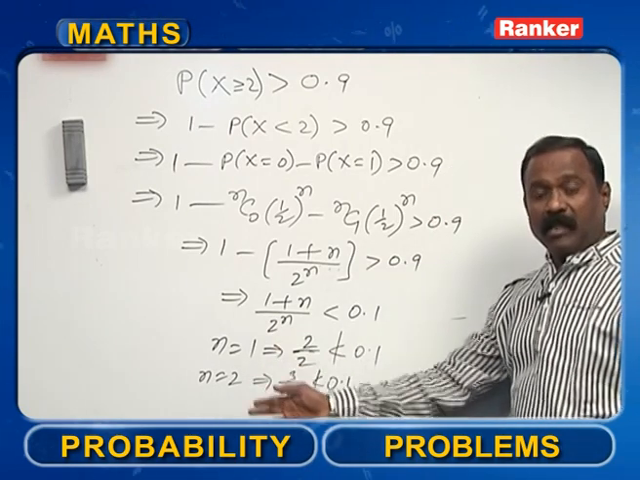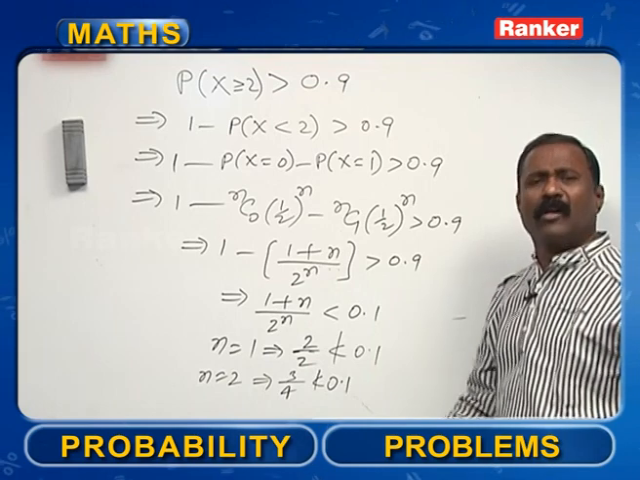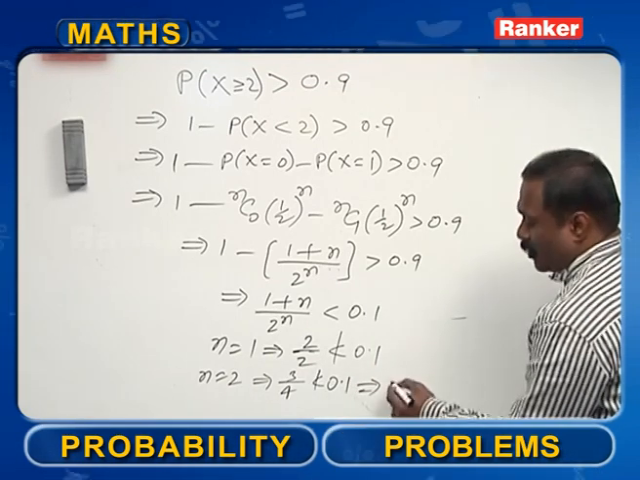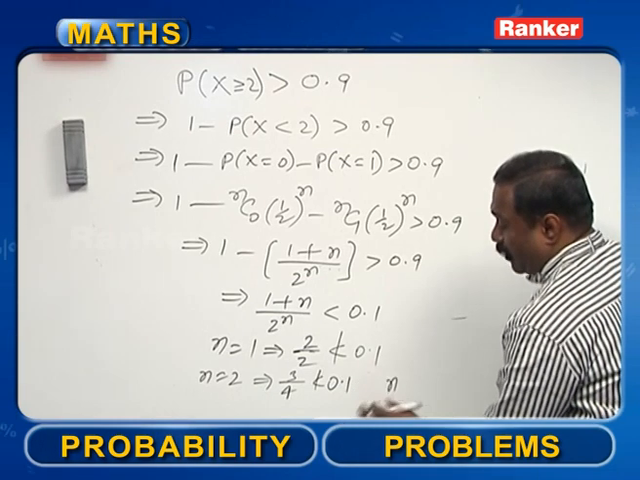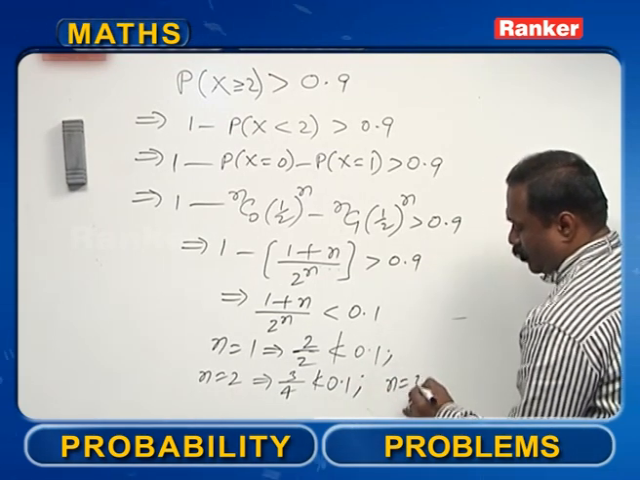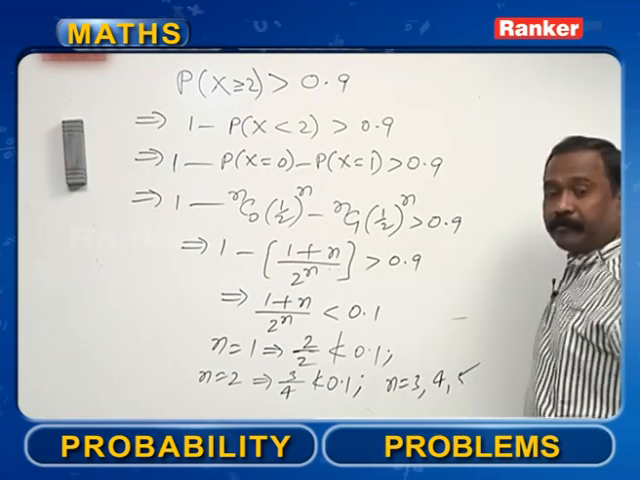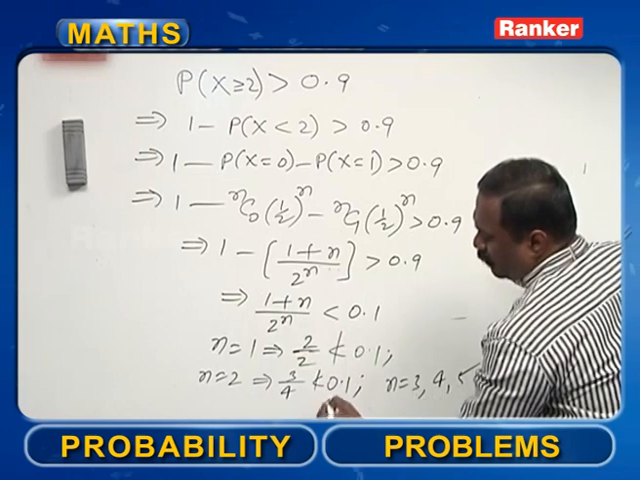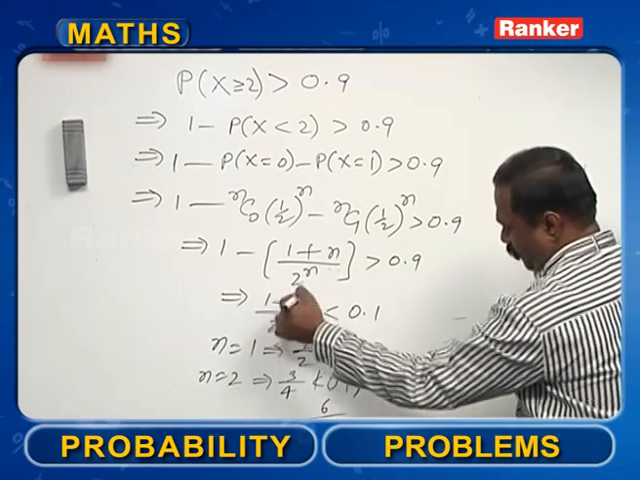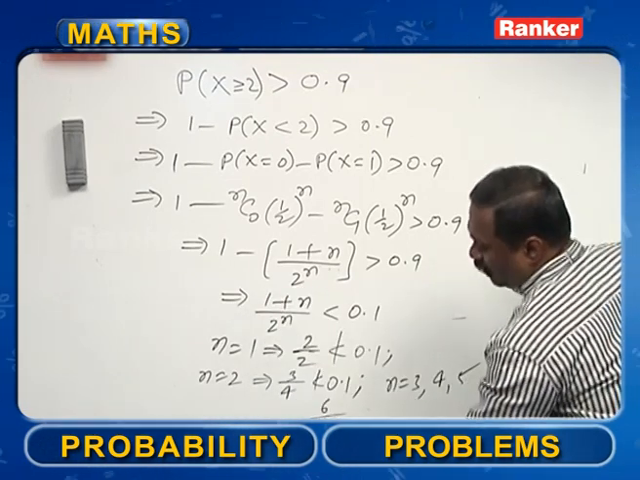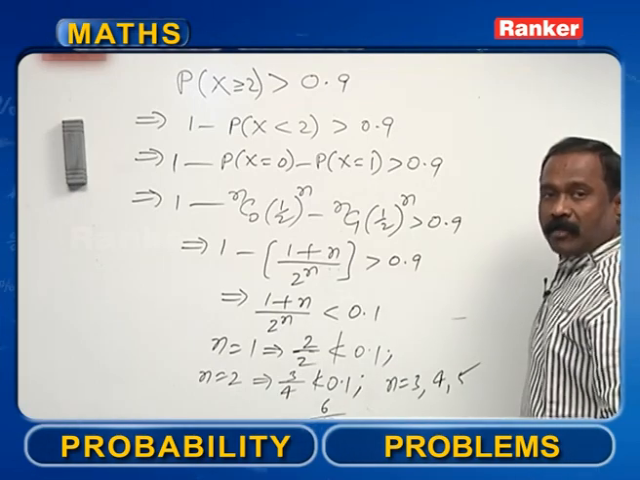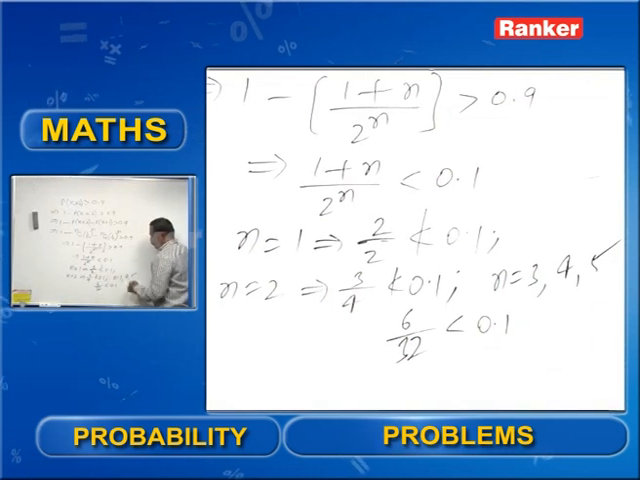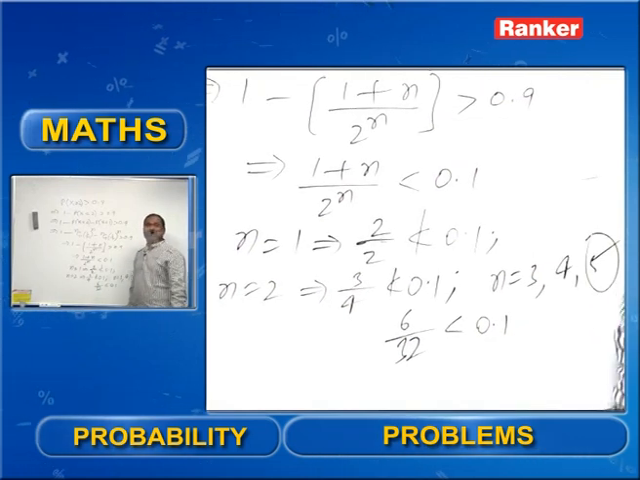Like that, you can verify others; you could use logarithms, otherwise it is not needed. From the options itself you can verify. If you write n is equal to 3, 4, 5, you can verify that. If you write 5, what happens? It will be 1 plus 5, that is 6, upon 2 power 5, which is 32. So it is less than 0.1. So n is equal to 5 will be satisfying.